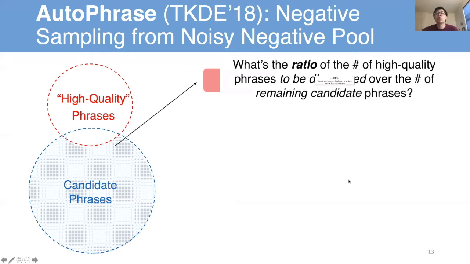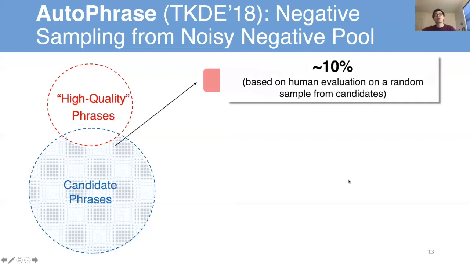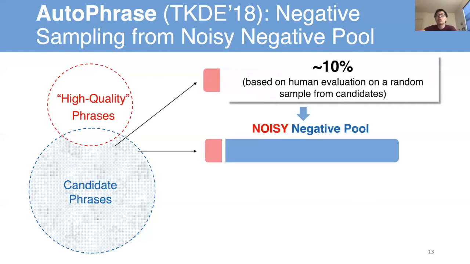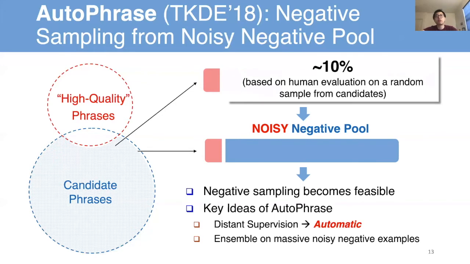So we did some human estimation based on some sampling, and we realized this ratio is only about 10%. So this gives us some idea about this noisy negative pool. We have a lot of candidates here. Only a small portion of them are possibly high-quality phrases that we want to discover. So in this way, we can conduct some negative sampling. It's feasible because the ratio here is really low, just 10%.